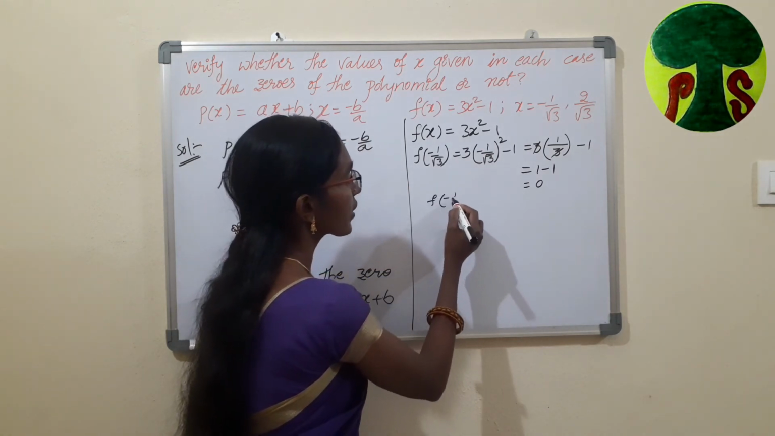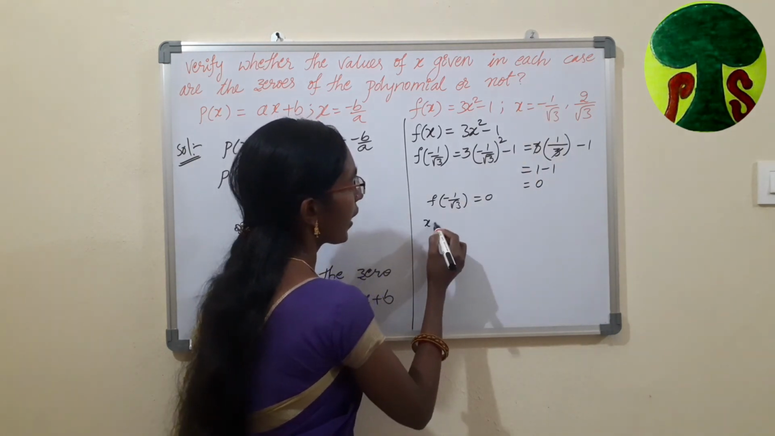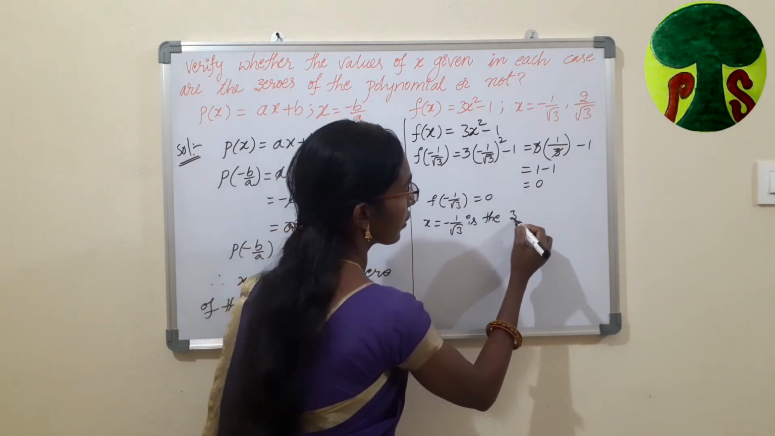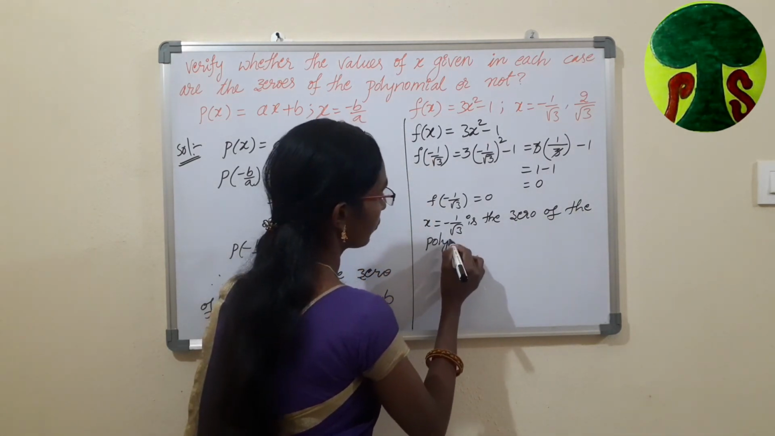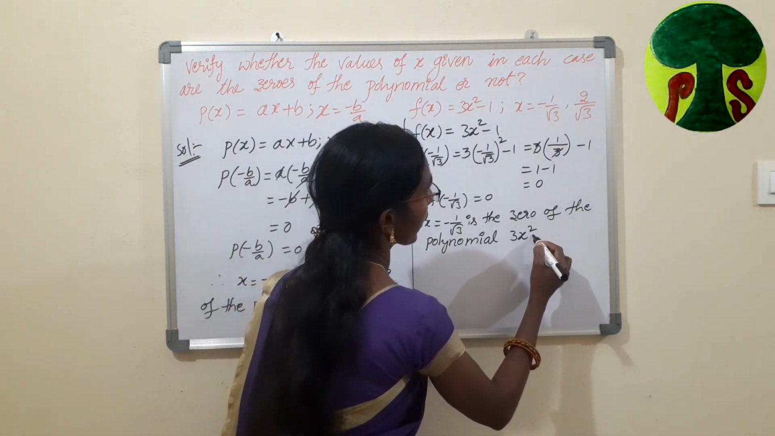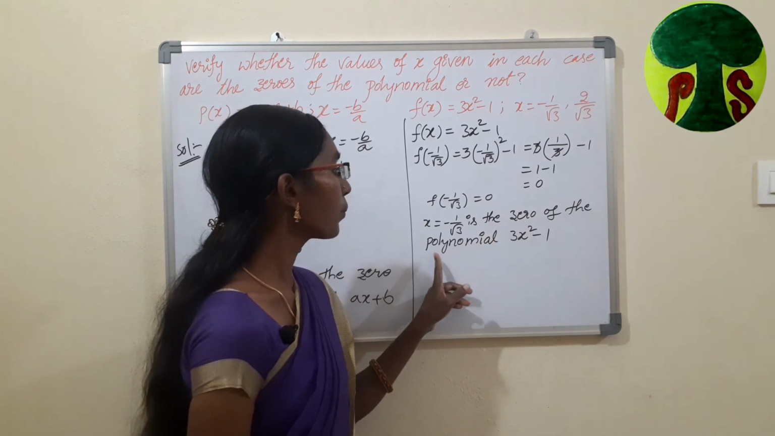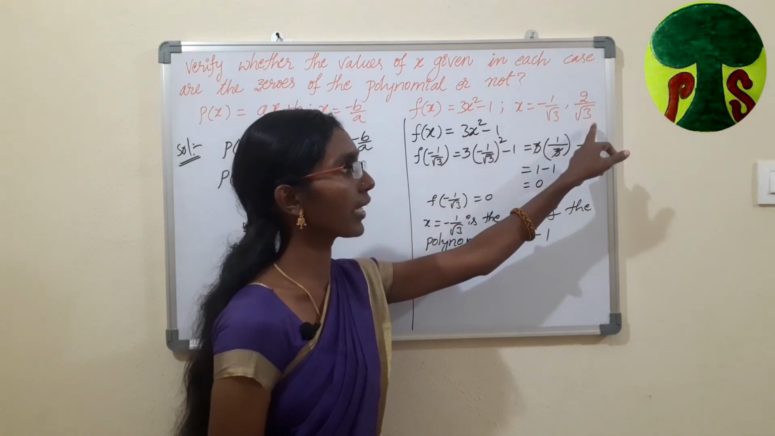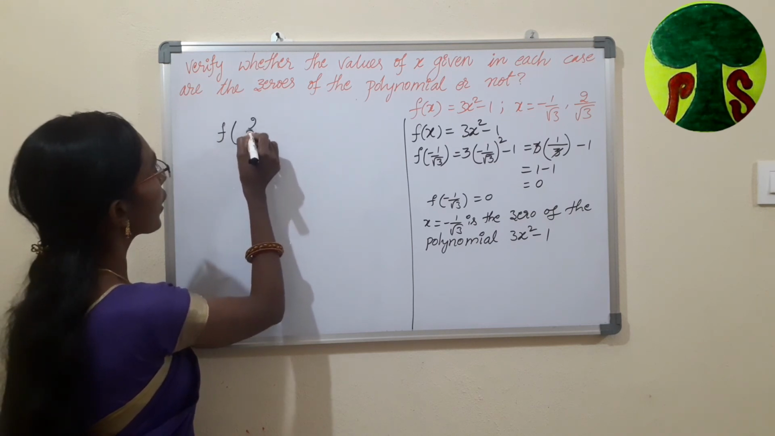Therefore, f of minus 1 by root 3 is equal to 0, which means that x equals minus 1 by root 3 is the zero of the polynomial 3x square minus 1. Let us check whether x equals 2 by root 3 is a zero of the polynomial or not. We have to find f of 2 by root 3.